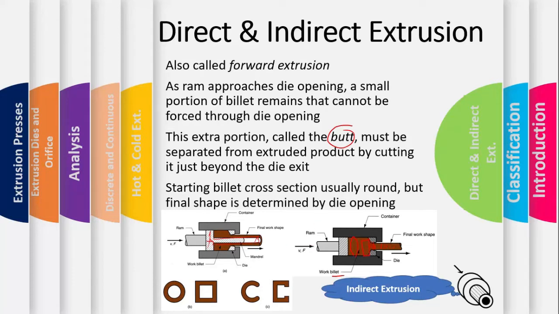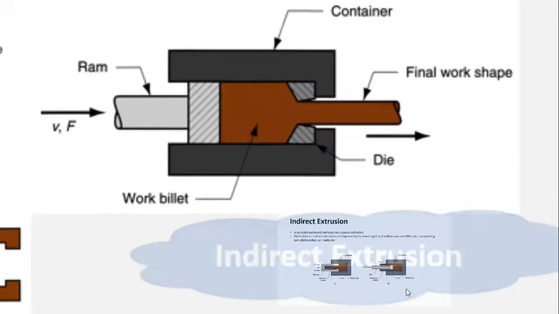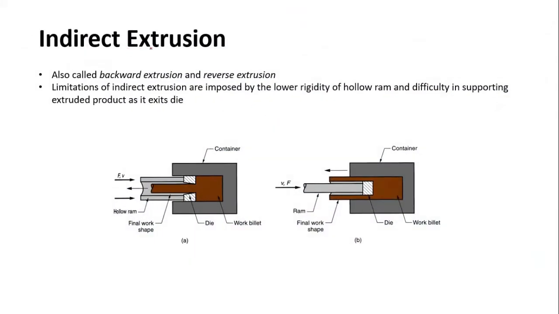Let's jump towards the indirect one. Leave it for now. The other classification is indirect extrusion. Indirect extrusion is also known as backward extrusion or reverse extrusion. As we have seen in direct extrusion, the force is applied in one direction and the material is squeezed out from the opposite end.